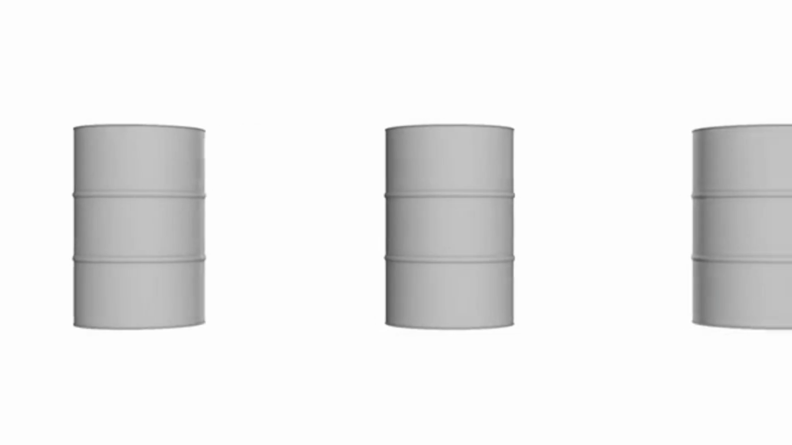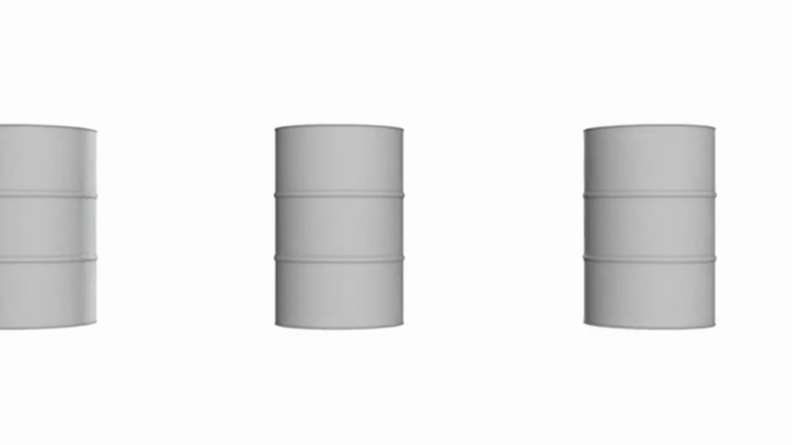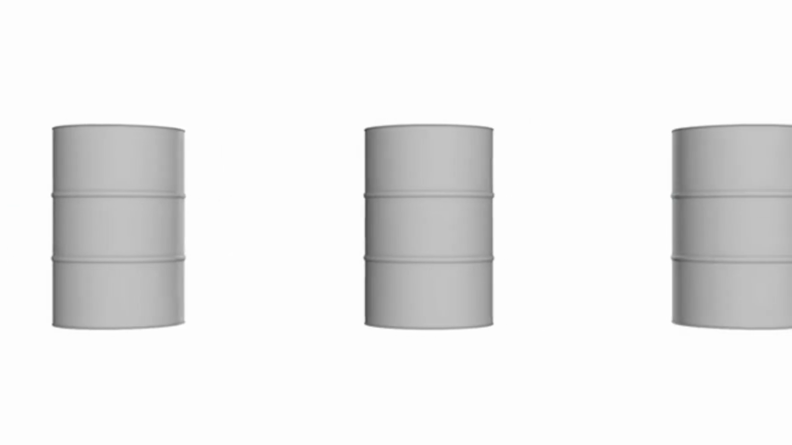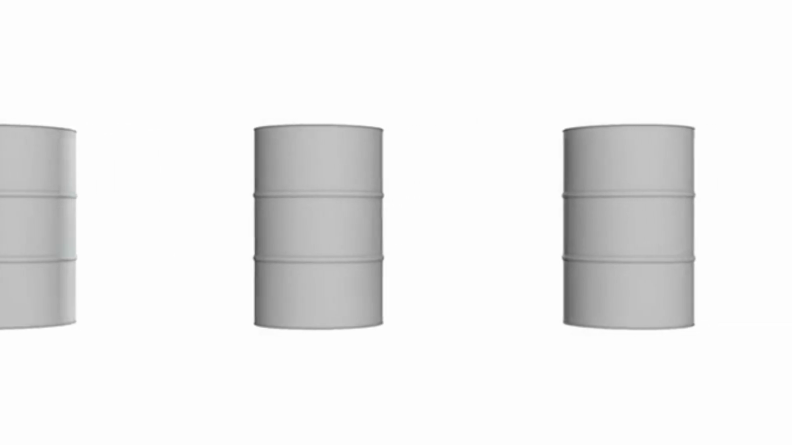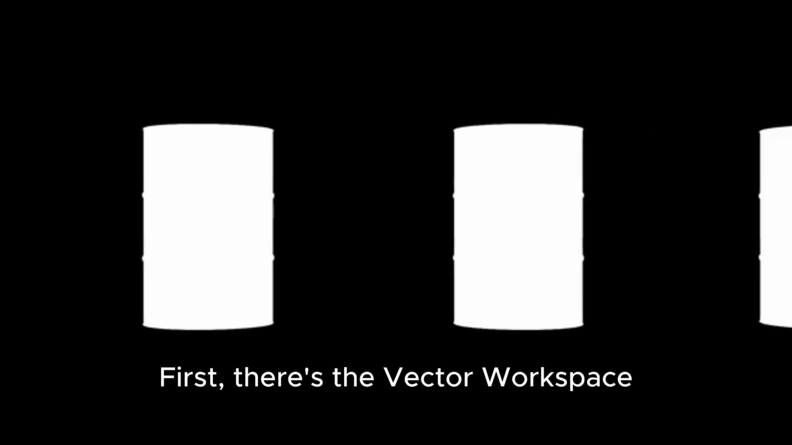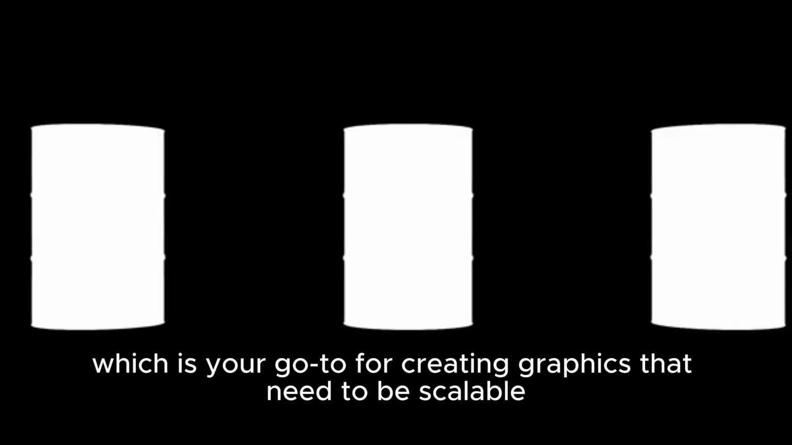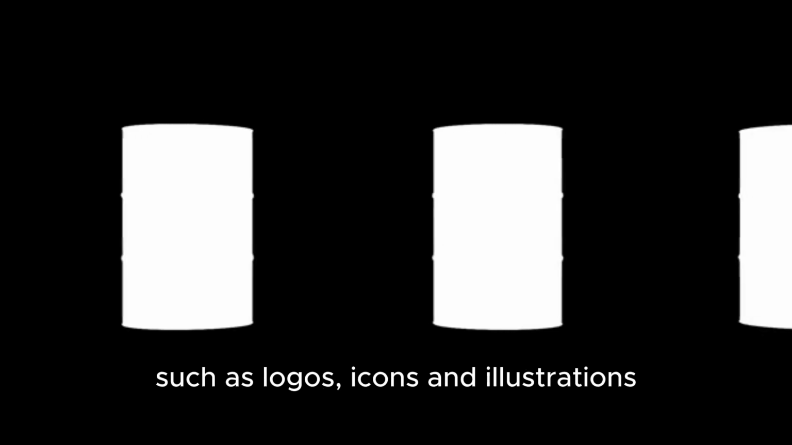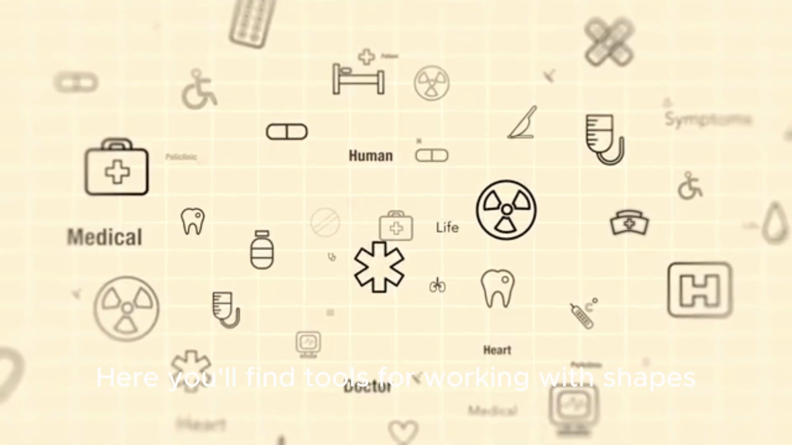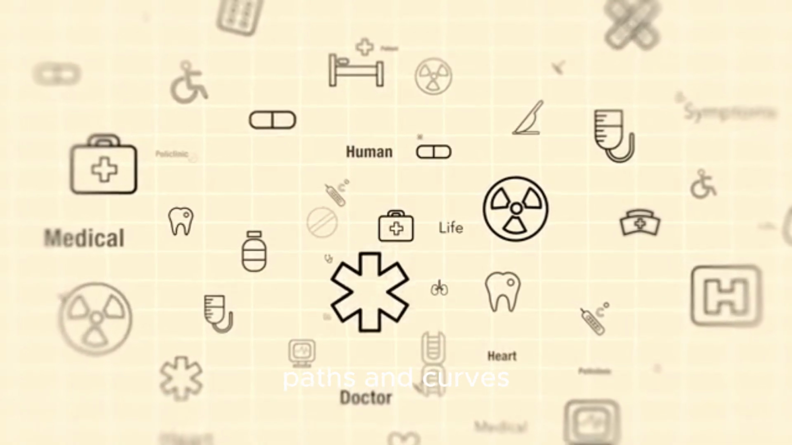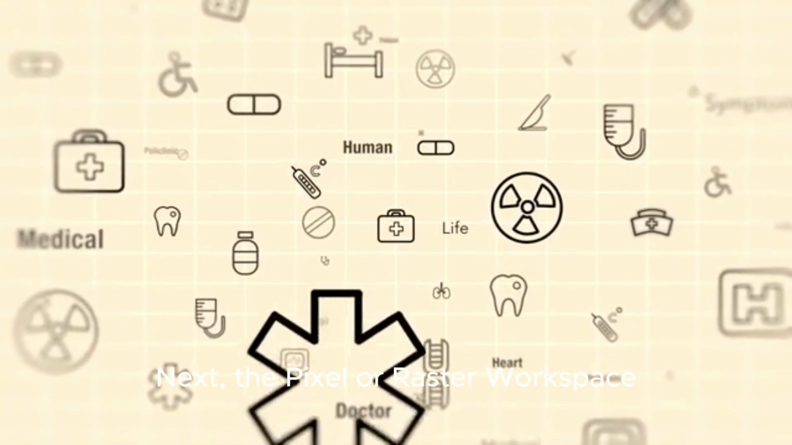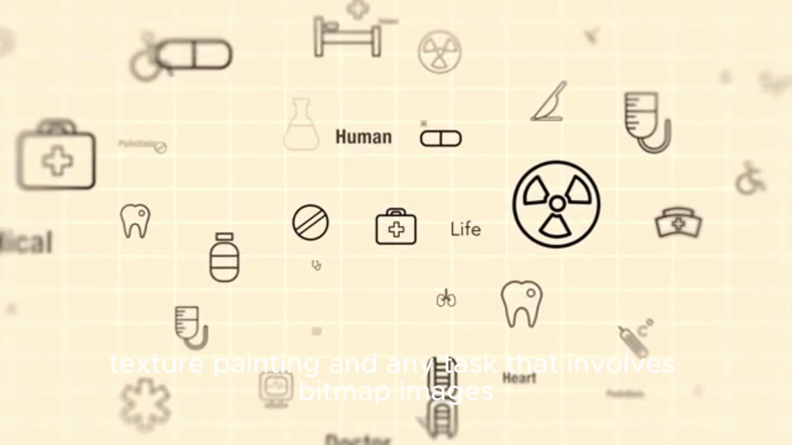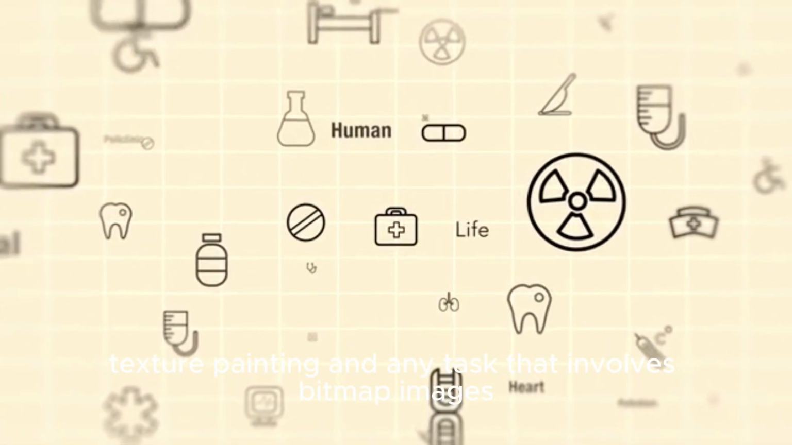Now that we've covered the basics, let's delve deeper into how Affinity Designer works. The main workspaces in Affinity Designer can be divided into three categories. First, there's the vector workspace, which is your go-to for creating graphics that need to be scalable, such as logos, icons, and illustrations. Here, you'll find tools for working with shapes, paths, and curves. Next, the pixel or raster workspace, ideal for photo editing, texture painting, and any task that involves bitmap images.